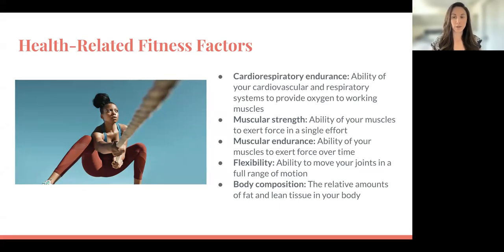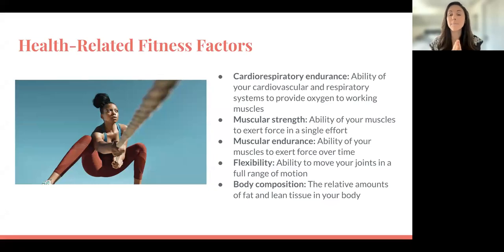So cardiorespiratory endurance, the ability of your cardiovascular and respiratory systems to provide oxygen to your working tissues. So this would be your heart and blood vessels, your lungs, the ability to take oxygen from your environment, send it out through your bloodstream, and supply it to your working muscles for movement. So you might think of something like jogging, running, swimming as looking to improve your cardiorespiratory endurance. Muscular strength and muscular endurance, similar but different.